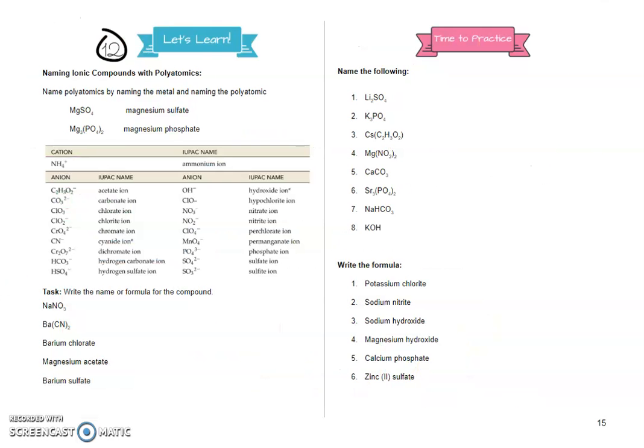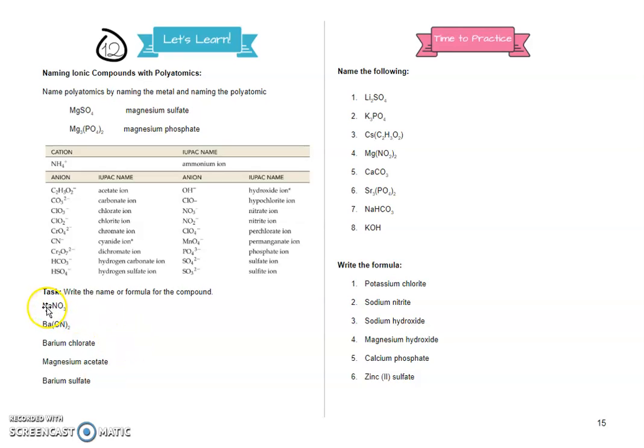Okay. Now naming them is super easy. You just name the metal and then you name the polyatomic. So this is magnesium, that's sulfate. Okay, this is magnesium, this is phosphate. So naming is pretty easy and people generally find that pretty straightforward. But we're going to practice both writing and naming, and then you're going to practice.